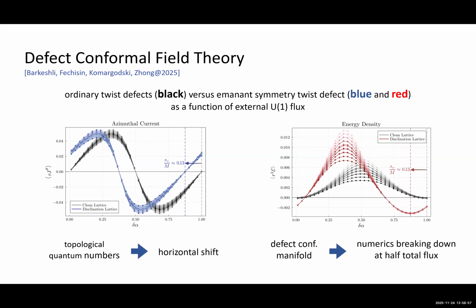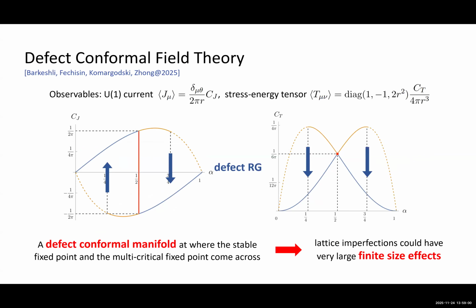Now, can you go back one slide? Sorry. Yeah, please. I want to understand this arrow at the bottom there, that when you have a defect conformal manifold, you expect very large finite size effects. Could you just expand on that a little bit? Like, why should we expect this?